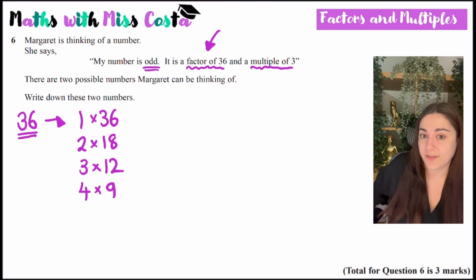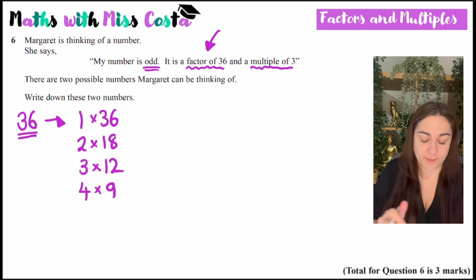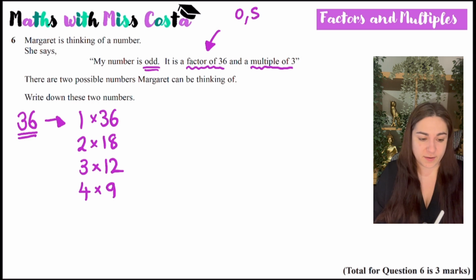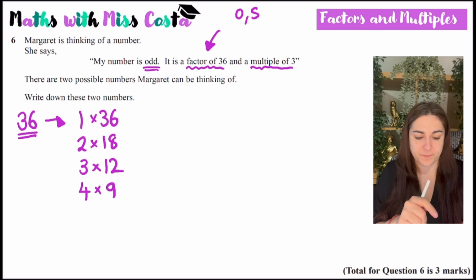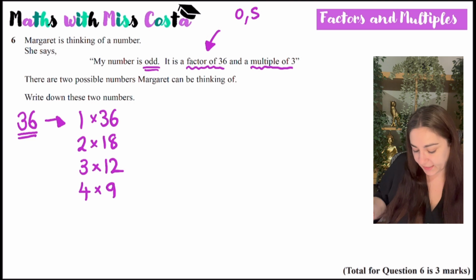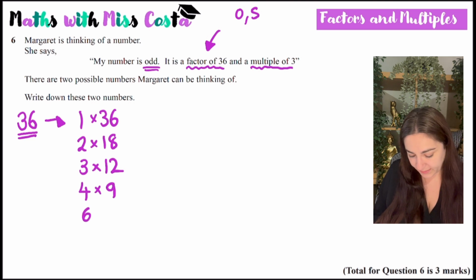Then we try 5, and 5 doesn't work. You should know that because a multiple of 5 is going to have to end in 0 or 5. But if not, you try it in your calculator. So you do 36 divided by 5, and you see that it gives you a decimal. Factors have to be whole numbers, so therefore 5 doesn't work. So we try 6, and then I get 6 times 6.